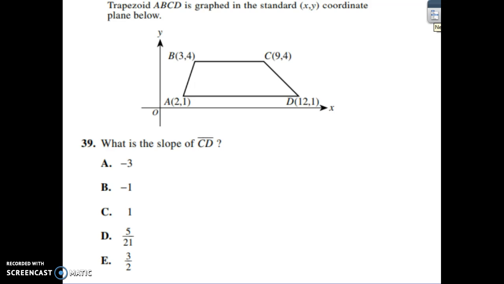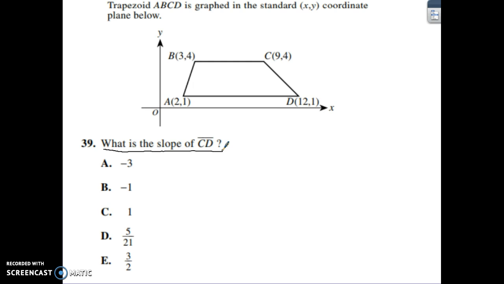Trapezoid ABCD is graphed in the standard XY coordinate plane below. It wants to know what's the slope of CD. So this whole instruction you've got up here is essentially useless because we're not doing anything with a trapezoid. We're finding the slope of CD. And that's just another example of how they give you extra information that you don't need, and you just need to read carefully when you're solving these.